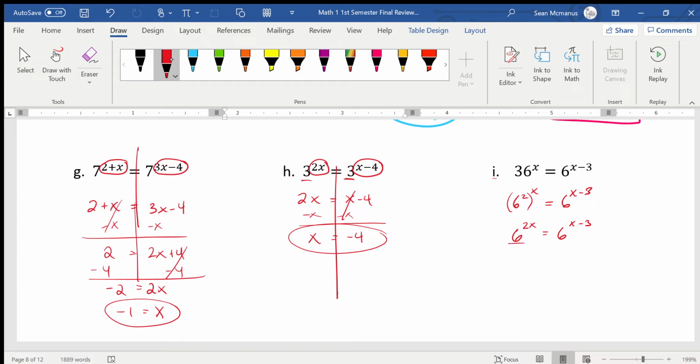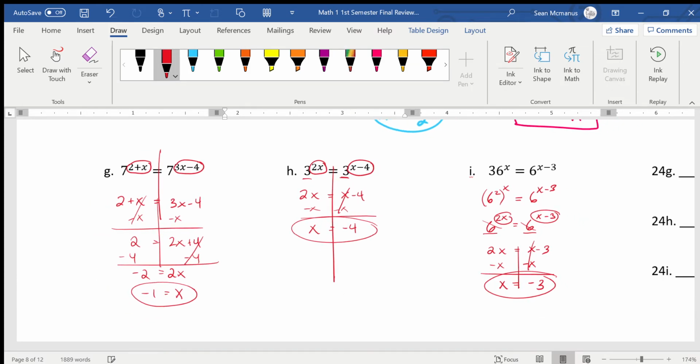And now the bases are the same, so I can kind of forget about those and just focus on this part up here. So 2x equals x minus 3. Subtract x, and x equals negative 3. So that's how those work right there, and that's all of those, right? Yep.